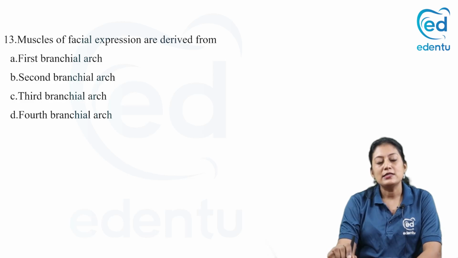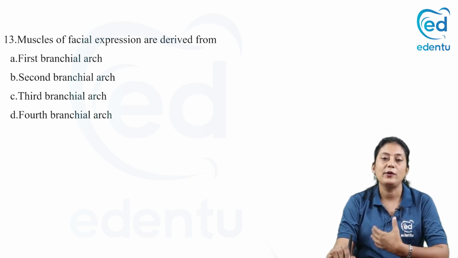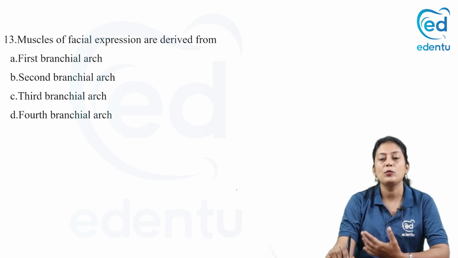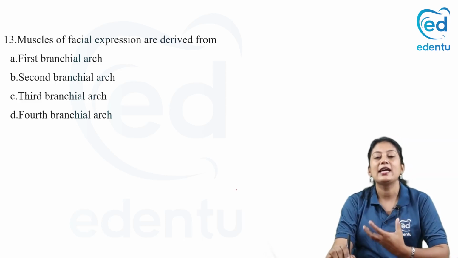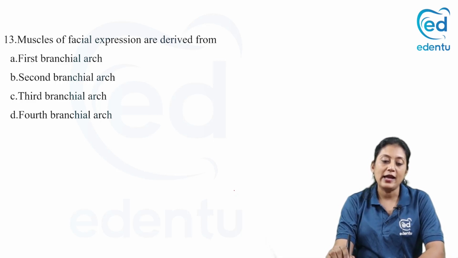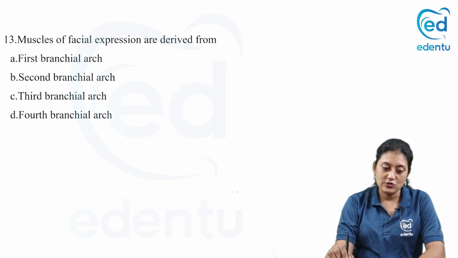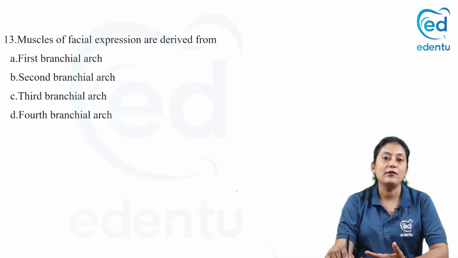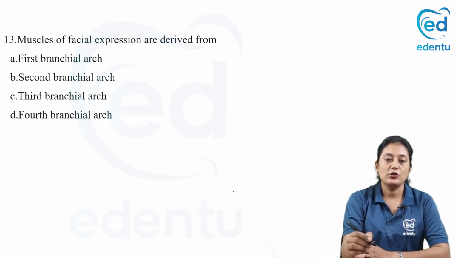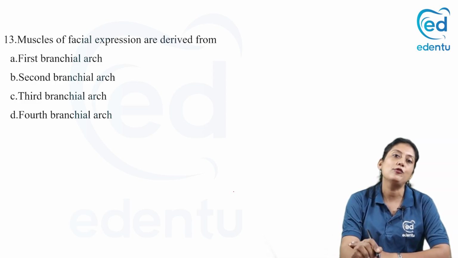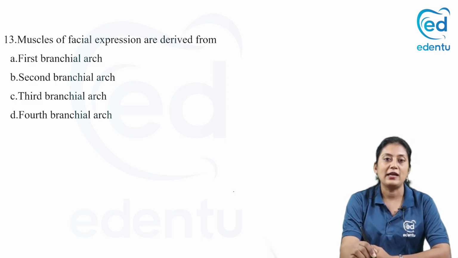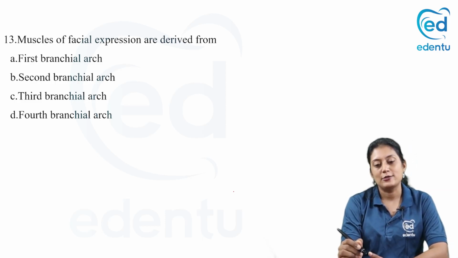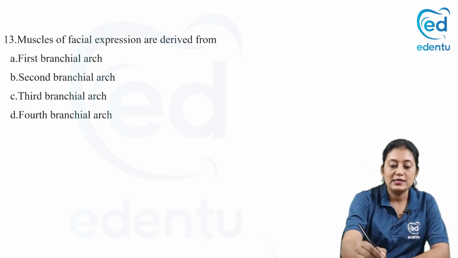The next question is on muscles of facial expression. You have so many muscles, orbicularis oris, buccinator, that change the expression of the face. They are derived from which arch? First pharyngeal arch or branchial arch. The other name for pharyngeal arch is branchial arch. So the first, second, third and fourth branchial arches. Which of these branchial arches are the muscles of facial expression derived from? The answer is the second branchial arch.